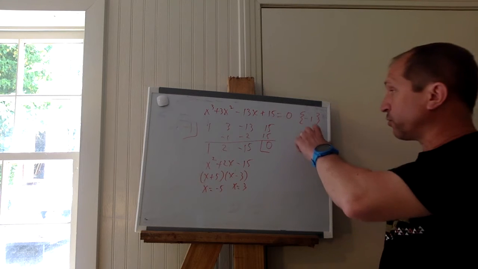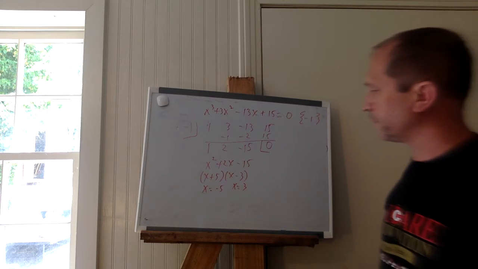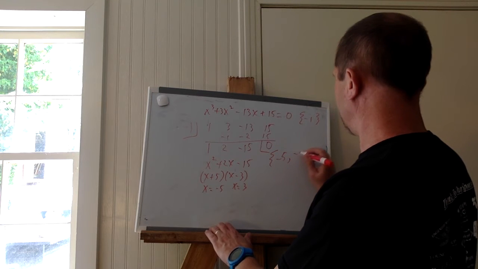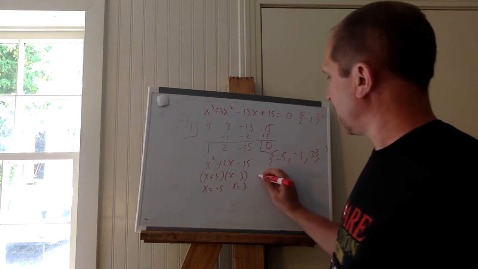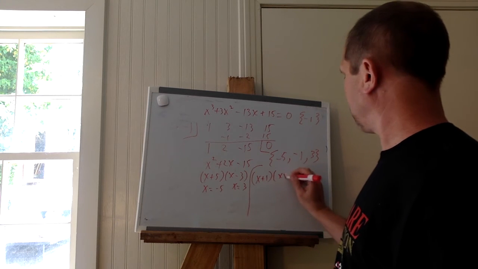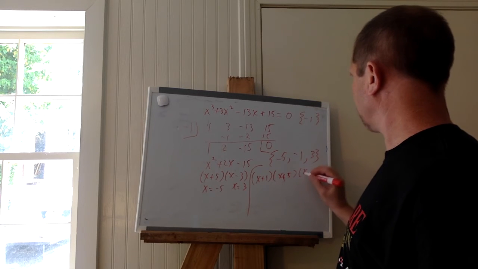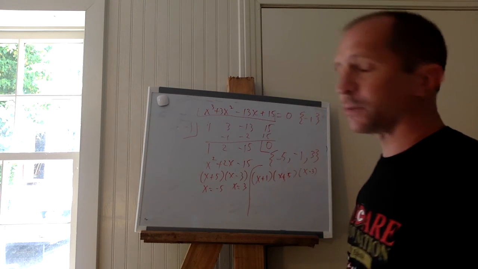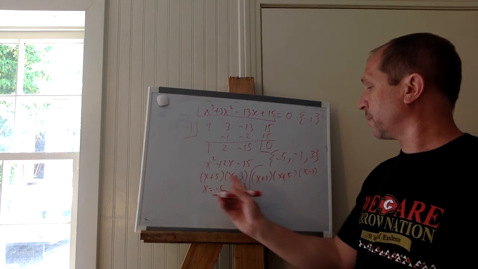Now, on your computer, you have to re-enter this value. If you don't put the one in there that they gave you to start with, it's going to tell you you're wrong. So your solutions are negative 5, negative 1, and positive 3. This also tells me that x plus 1 times x plus 5 times x minus 3, if I multiply all those together, I would come up with x cubed plus 3x squared minus 13x plus 15. So this is what I'm looking at.